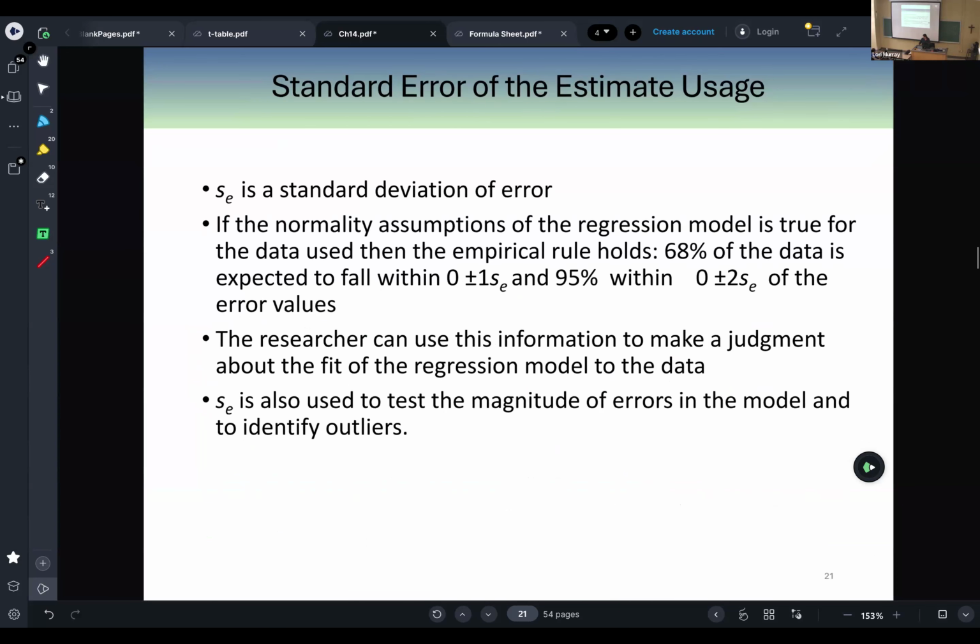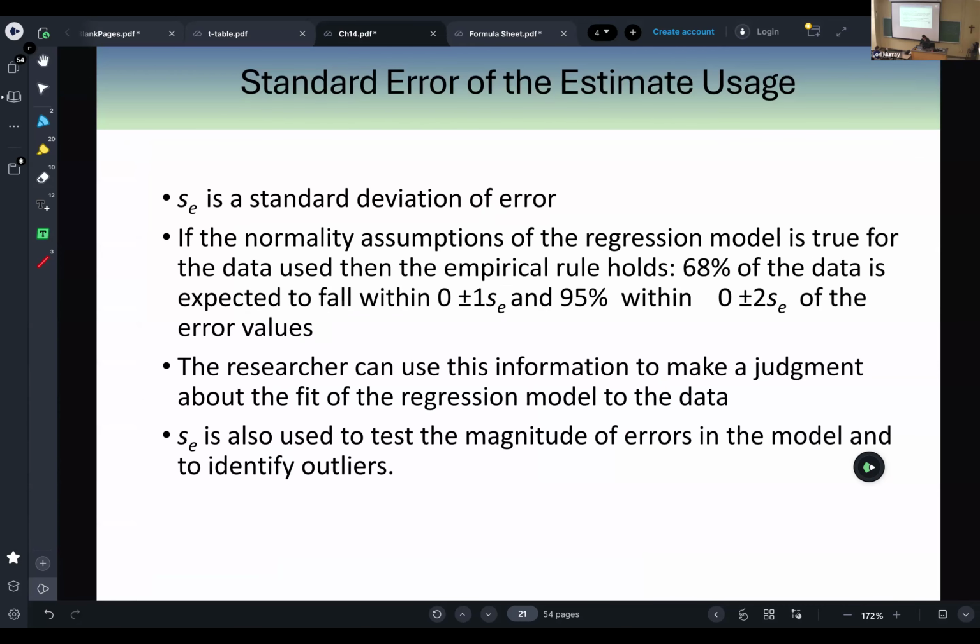So the standard error of the estimate, the standard deviation of error. We call it the standard error of the model, like of the overall model. We call it of the estimate, being the model, the regression equation, right?